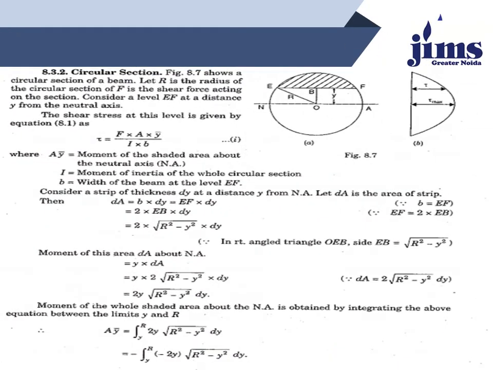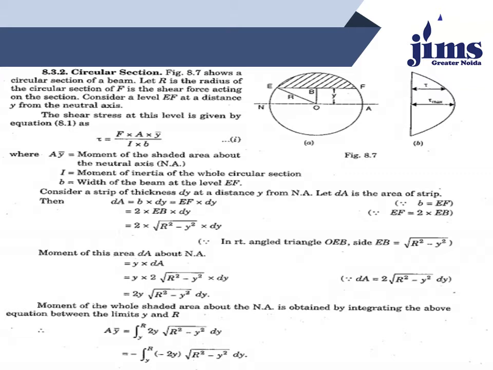Next is a circular cross section. Figure 8.7 shows a circular cross section of a beam. Let R be the radius of the circular section, with force F acting on the section. Consider a level EF at a distance y from the neutral axis. We know that the shear stress at this level is given by F A y divided by I multiplied by b, where F is equal to shear force which is acting at the section, A multiplied by y is equal to moment of shaded area about the neutral axis, and I is equal to moment of inertia.